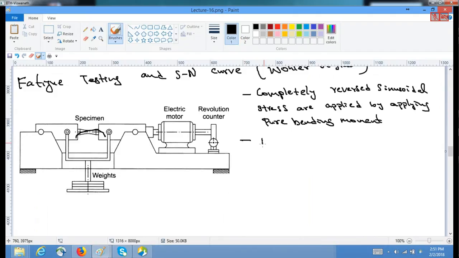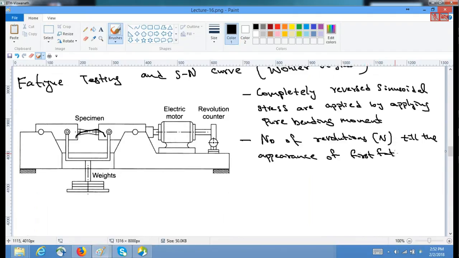Number of revolutions till the appearance of first fatigue crack is recorded for each stress amplitude S_f.